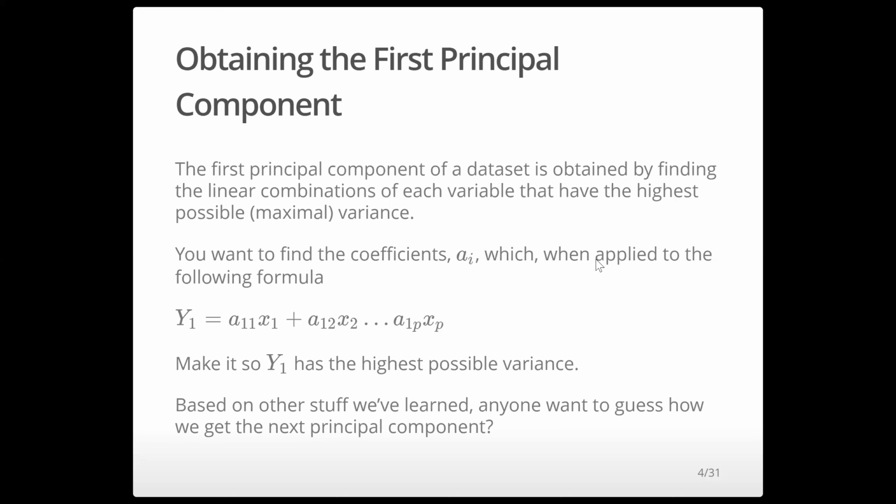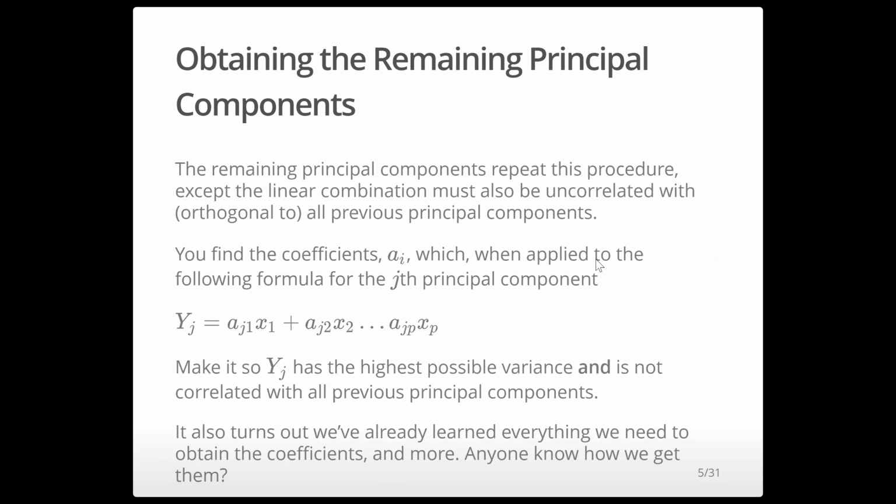So based on other stuff we've learned, I imagine you can sort of guess what we're going to do next for how we get the next principal component. So the next thing we're going to do is the same thing: we're going to find another set of coefficients that maximize the variability in our data, except this also has to be uncorrelated with the previous principal component. So it's going to have the highest possible variance we can obtain while also being completely uncorrelated with the first principal component.